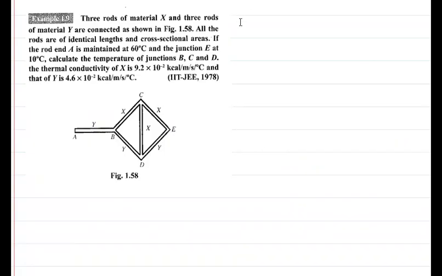Okay, let's forget about that. Just try to solve this one. This is the last concept of heat transfer. If you can solve or understand this problem, then all of your concepts would be very strong. Just try this. Take your time, no issues. Think about it.